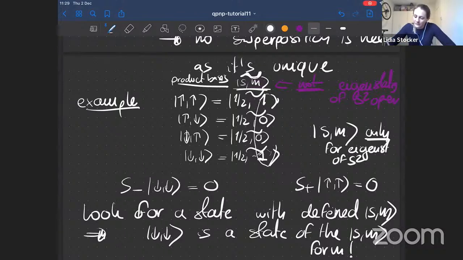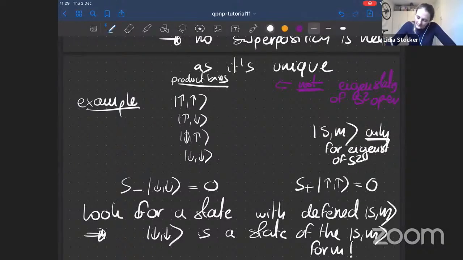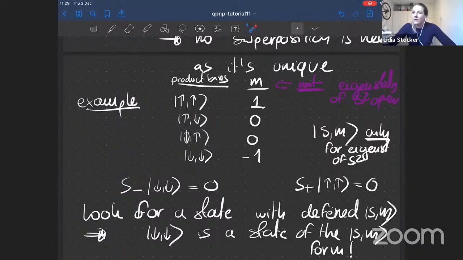Okay, so here I was just telling what is the M. We can also make it like this, maybe it's more clear: the product basis, and then we write what is the M. This is M, the eigenstate of the S_z operator, and this is the sum of my spin values, so this will be 1, this will be 0, this will be 0, and this will be -1. Of course, any combination of these two states here will also have an M which is 0. Exactly. Does it answer your question?